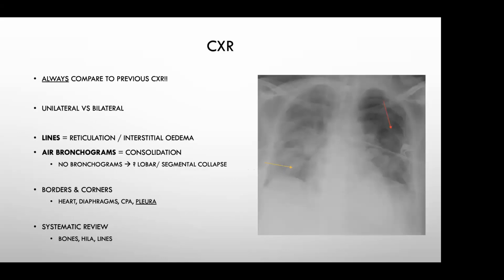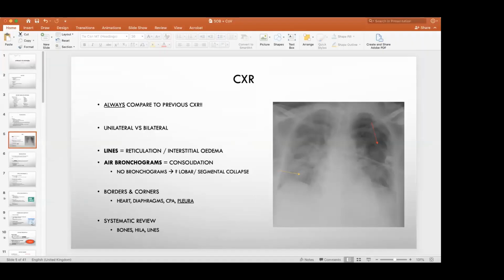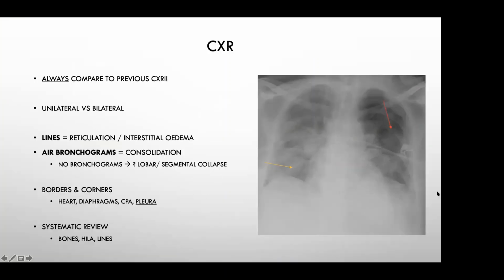Chest X-ray, I think it's really important to always compare it to another X-ray if you've got one available. You'll find that a raised right hemidiaphragm may have been raised for decades, and you won't know that if you haven't looked at one from before. Is there unilateral or bilateral pathology? And then when you're looking at the specifics of the X-ray, the lines are something worth looking at. So lines within the parenchyma suggest reticulation or interstitial edema. That is a feature of COVID. And air bronchograms would suggest consolidation.